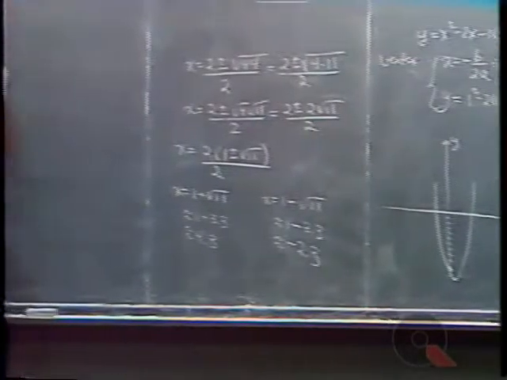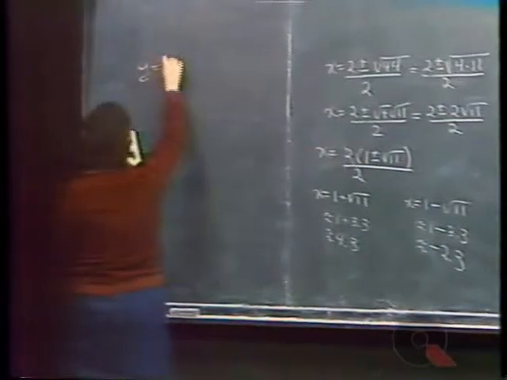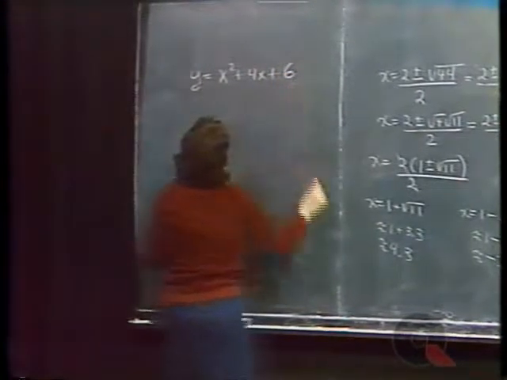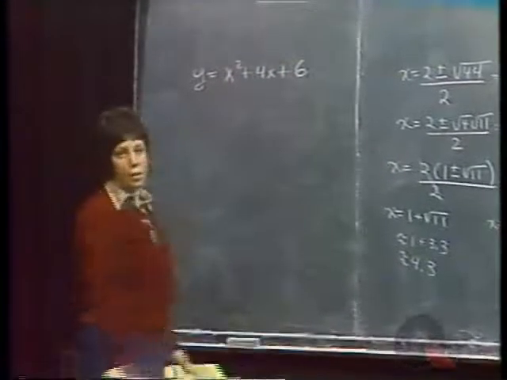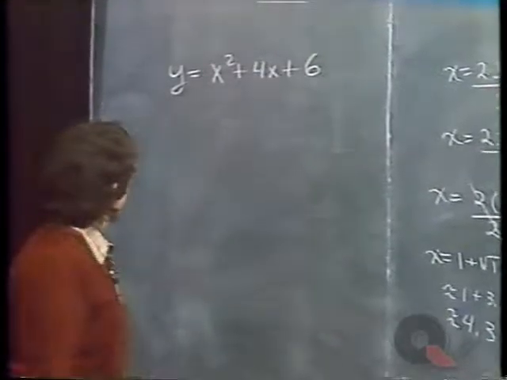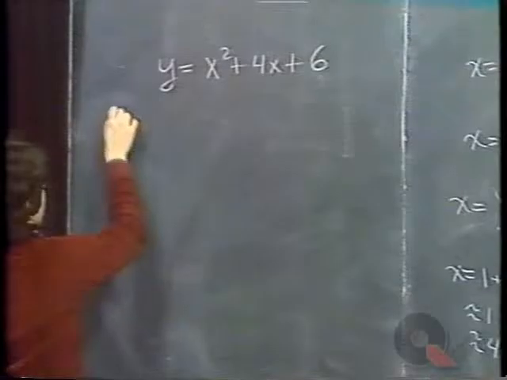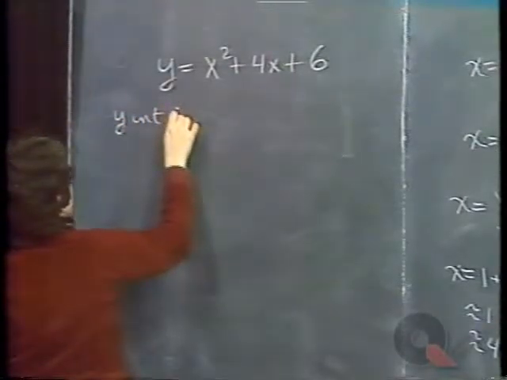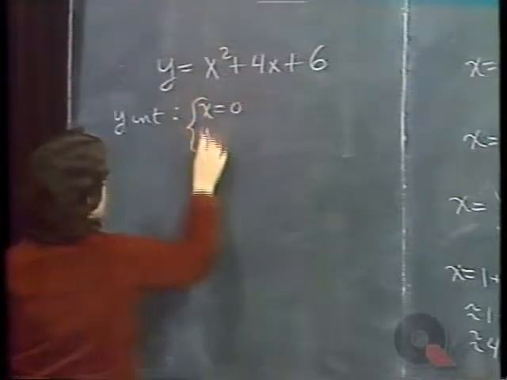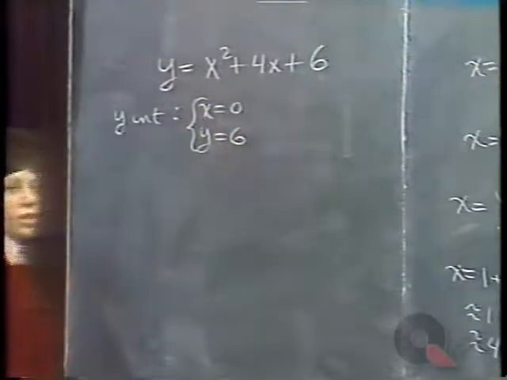Okay, this time I'd like to sketch the graph of y equals x squared plus 4x plus 6. We recognize this once again as a parabola. It's in the form y equals ax squared plus bx plus c. To get the y-intercept, we set x equal to 0, and when x equals 0, y is equal to 6.